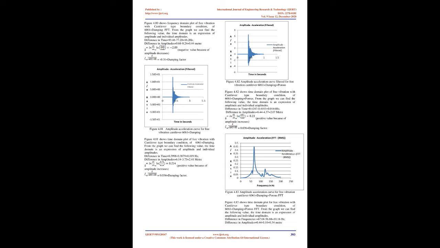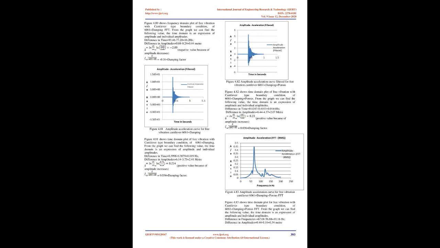Difference in amplitudes equals 6.14-3.73 equals 2.41 meter. D equals positive value because of amplitude increases. Figure 4.82 shows time domain plot of free vibration with cantilever type boundary condition, of 6061 plus damping and porous.